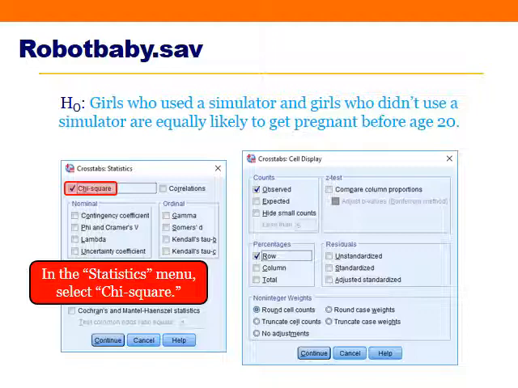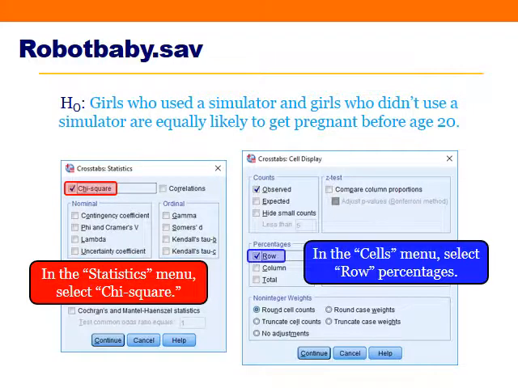In the cells menu, we're going to check the box for row percentages. This will tell us what percentage of girls in each group became pregnant. Those are numbers that we're going to eventually want to include in our final answer. Once we've checked the chi-square box in the statistics menu and the row percentages box in the cells menu, and we have our independent and dependent variables in the correct places, we can click OK to run the analysis.